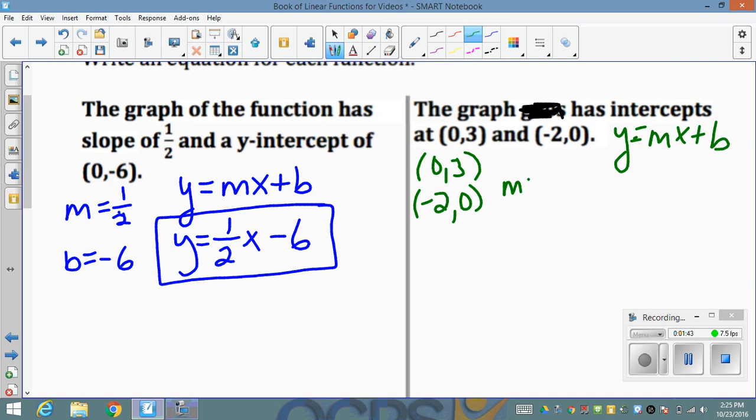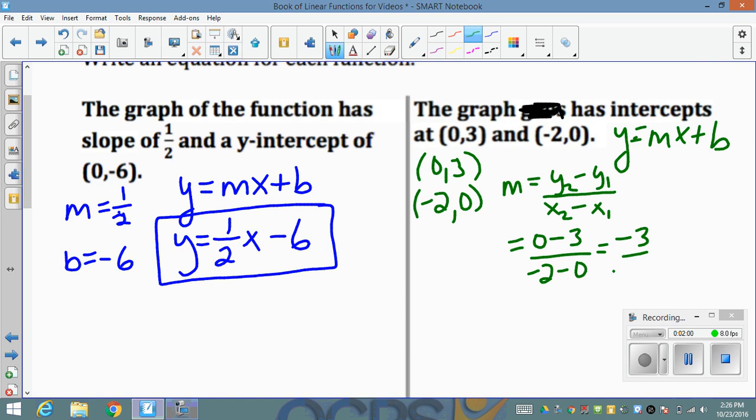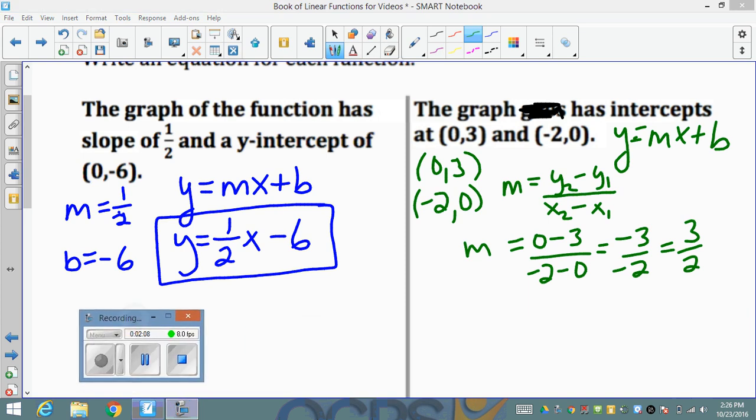So remember our slope formula, y2 minus y1 over x2 minus x1. So I'm going to go 0 minus 3 over -2 minus 0, which is -3 over -2, which is a positive 3/2, because negative divided by a negative is positive.